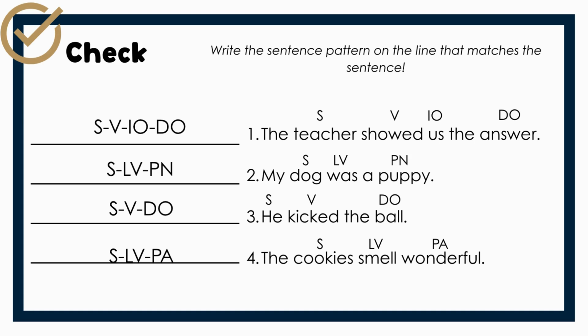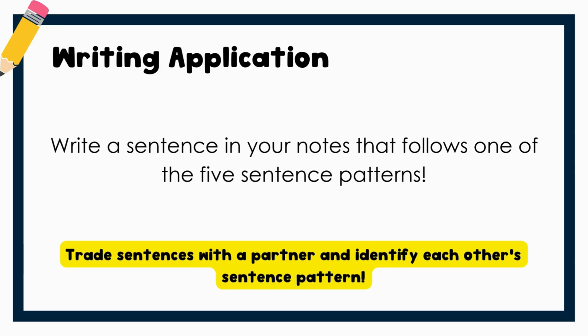Our second sentence uses subject, linking verb, predicate noun. Our subject is dog, our linking verb is was, and our predicate noun is puppy because it renames the subject, dog. Our third sentence uses subject, verb, direct object. Our subject is he, our verb is kicked, and to find the DO, we ask, he kicked what? The answer is ball, which means ball is our direct object. And our last sentence uses subject, linking verb, predicate adjective. Our subject is cookies, the linking verb is smell, and our predicate adjective is wonderful because wonderful describes how the cookies smell.